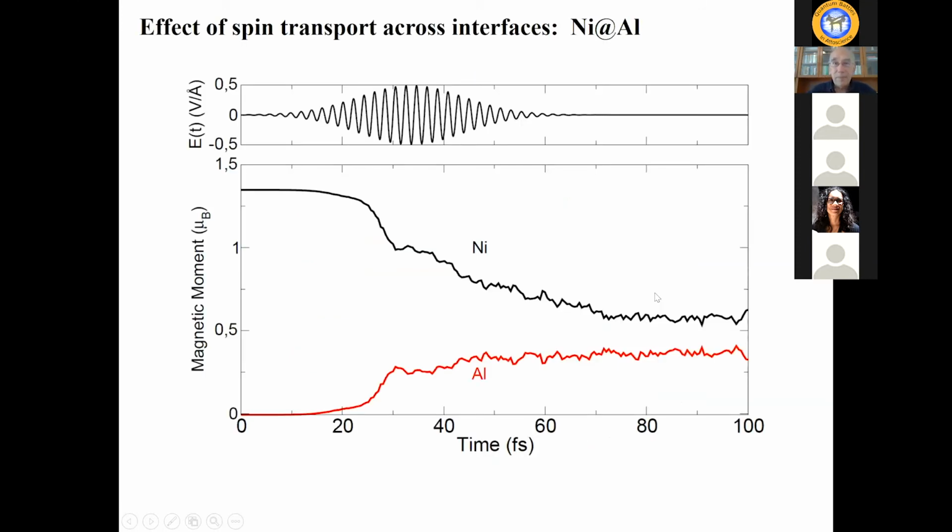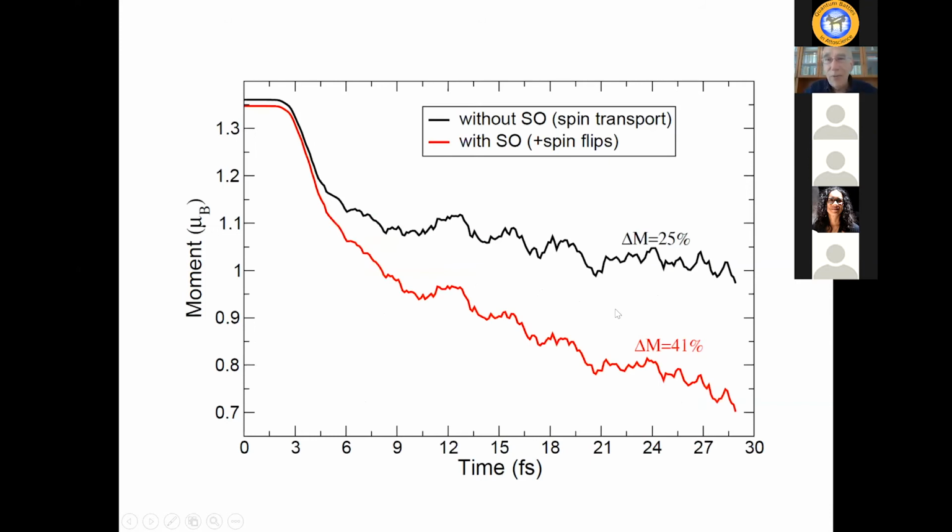And so this is, as you see, the magnetization of nickel goes down as a function of time, and in aluminum it goes up, right? This is what you see here. It's a relatively long pulse of 50 femtoseconds. If you then compare calculation with and without spin-orbit coupling, you see that without spin-orbit coupling, so only this transport mechanism, leads to a change of magnetization of 25%, while with spin-orbit coupling, you get 40%. So these two effects are about of equal importance.